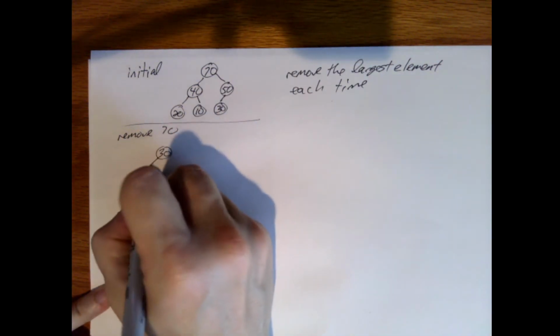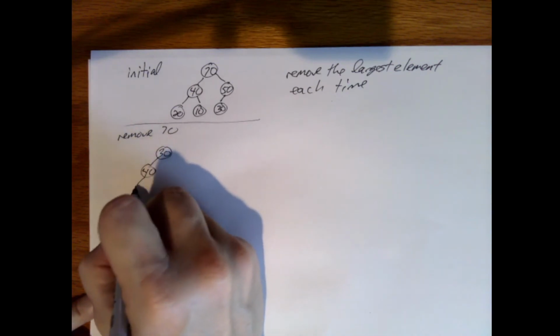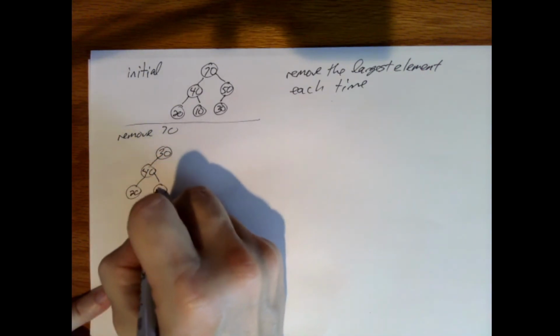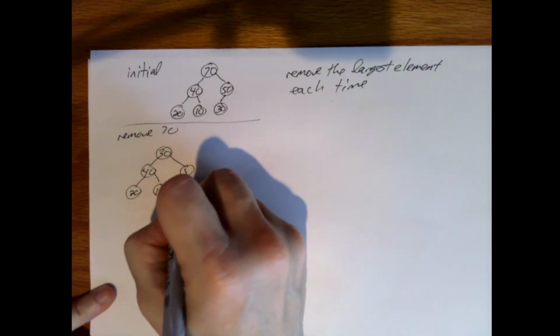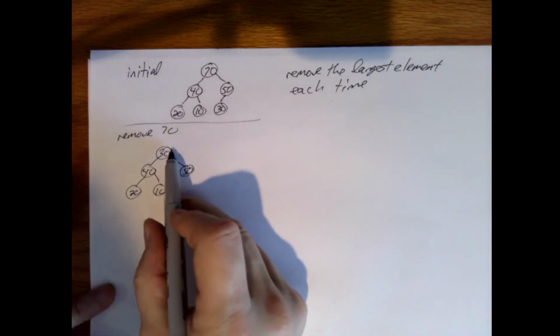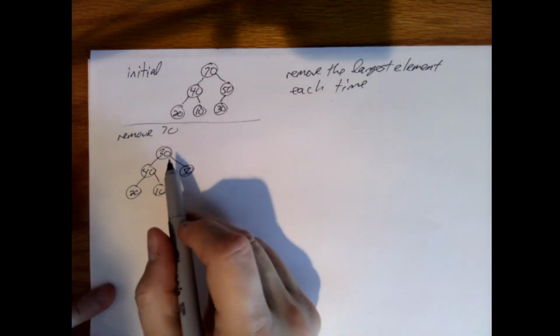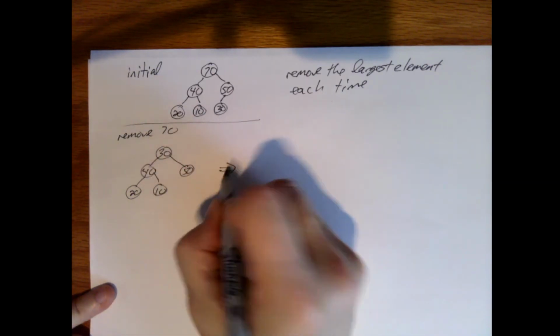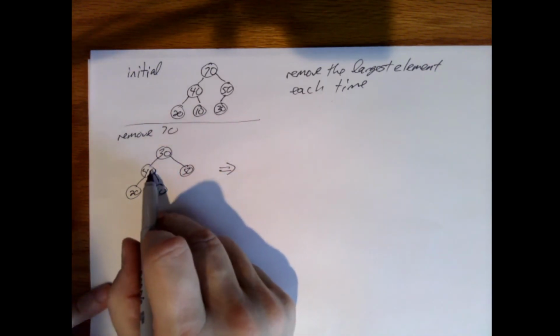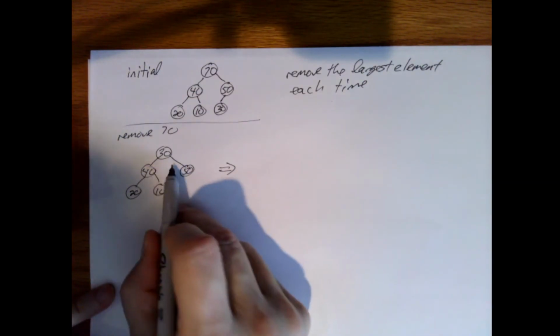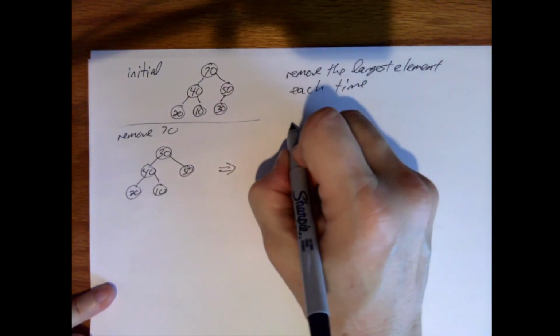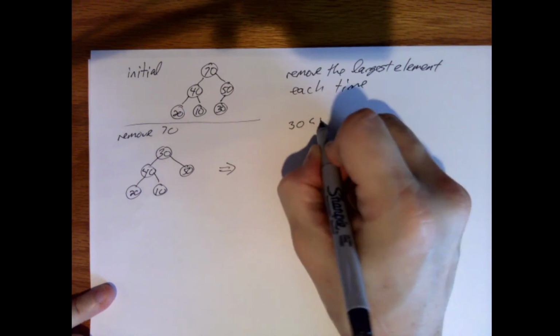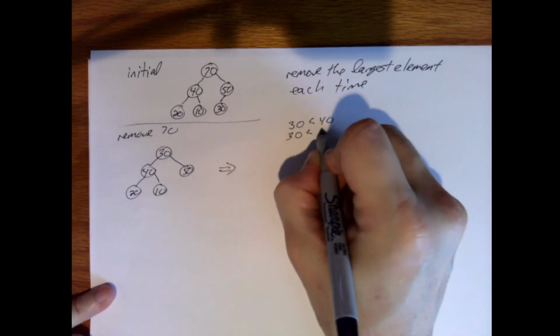So now we have 30, 40, 20, 10, and 50. Now that we've done that, we need to check the max heap property again. We look and realize that 30 is smaller than both 40 and 50. So which one do we use? Because we have this: 30 is less than 40, and 30 is less than 50.